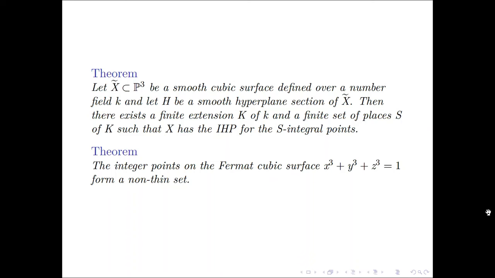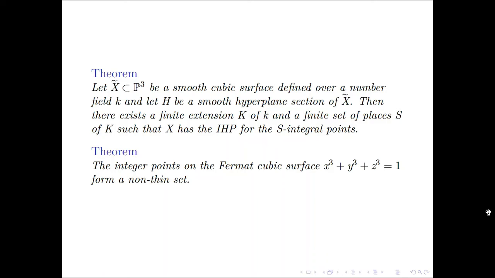I studied this conjecture in the case of smooth cubic surfaces, and I was able to prove this theorem. By X tilde, we take a smooth cubic surface defined over a number field K, and as divisor D, I take a smooth hyperplane section of X tilde, which I call H. Then there exists a finite extension of K and a finite set of places S of this extension, such that X has the integral Hilbert property for the set of S-integral points with respect to the divisor H.